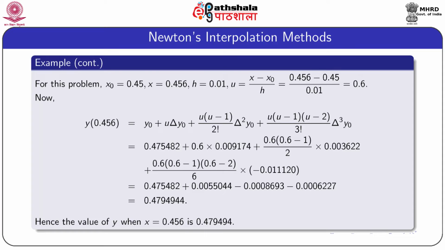So, substituting all the values of y0, delta y0 and so on, after simplification we obtain the value of y as 0.479494, and hence finally the value of y at this point is 0.479494, correct up to 6 decimal places.